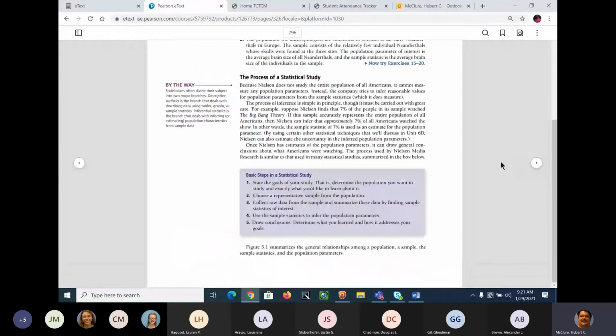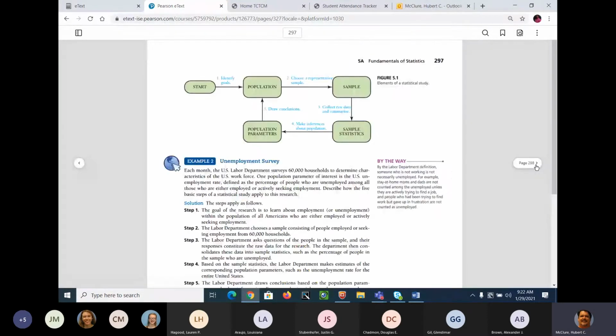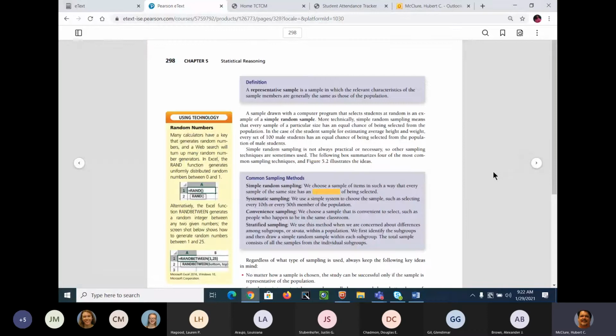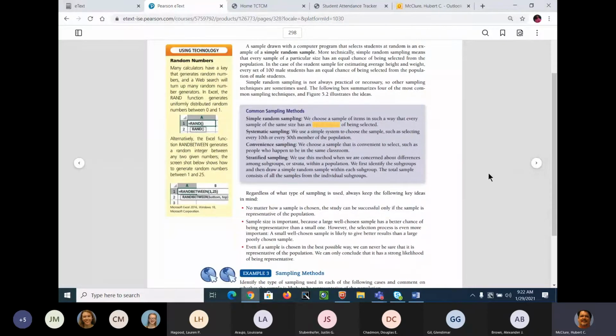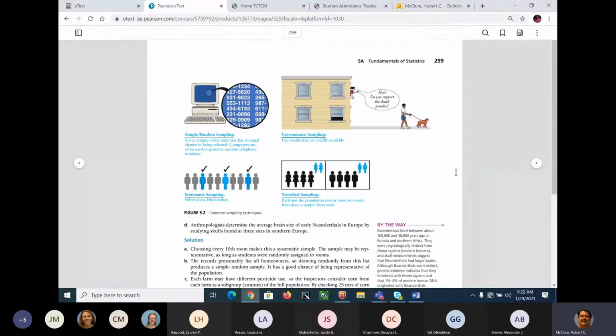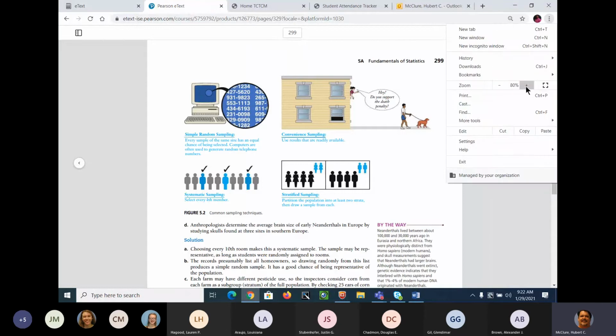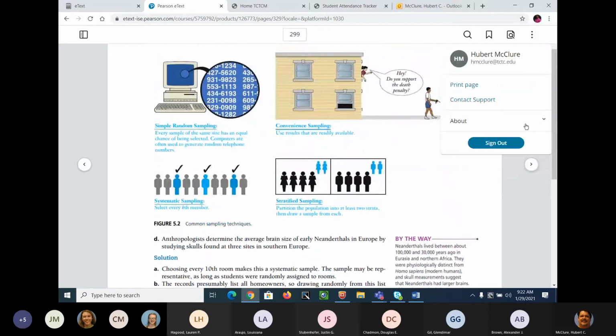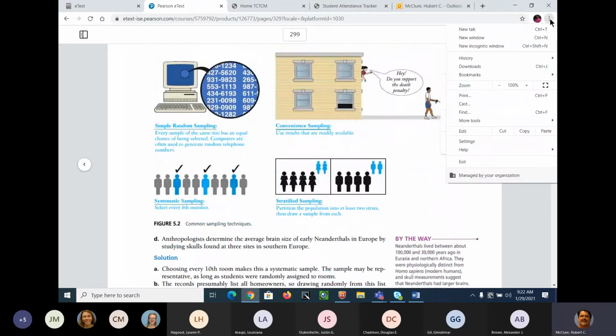I don't know what page stratified is on, so I'll just keep looking unless somebody's got a book in front of them. Okay, here we go. Stratified would be grouping. And let's see what's on the next page. And there are some examples of the actual sampling. So if you want to write those down, those are good examples. Let me make it a little bit bigger for you.